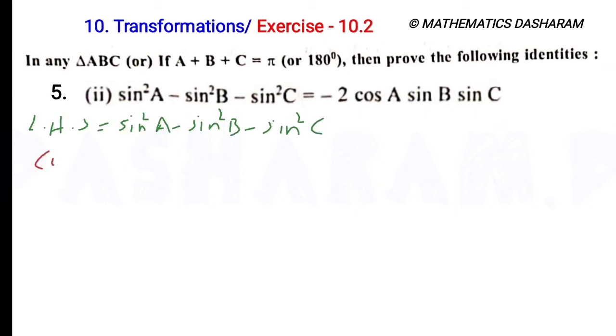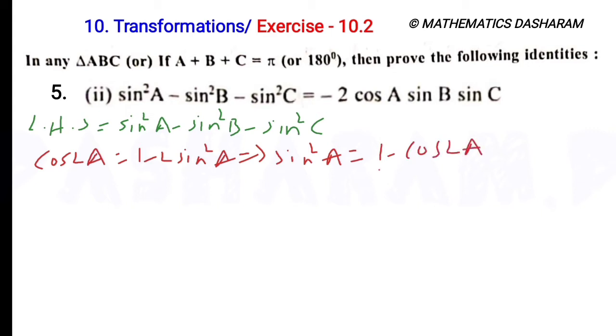So we have one formula, that is cos 2A equals 1 minus 2 sin square A. So from this, sin square A equals (1 minus cos 2A) divided by 2. Apply this formula for LHS.